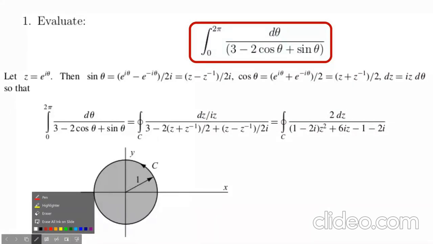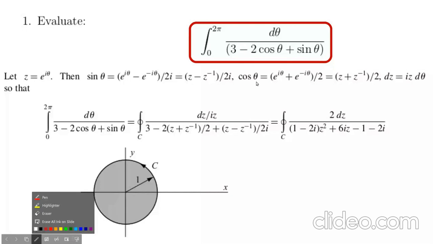Yes, sir. Okay. So what we can consider, suppose some complex number z is e to the power iota theta. From this we can find sine theta in terms of z. That is, sine theta can be written as e to the power iota theta minus e to the power minus iota theta by 2 iota. So it will be z minus z inverse by 2 iota. Similarly, cos theta will be z plus z inverse by 2.